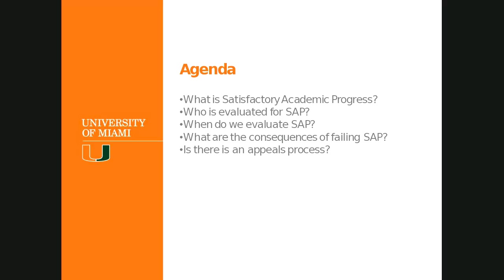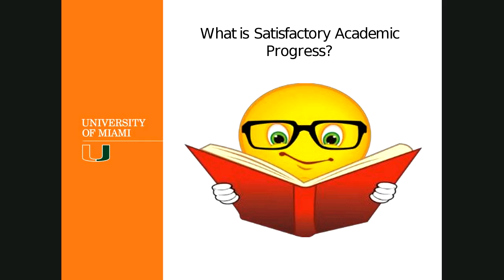So the agenda for today: what is satisfactory academic progress? Who is evaluated for SAP? When do we evaluate SAP? And what are the consequences of failing SAP? Lastly, is there an appeals process if you fail? And what is satisfactory academic progress?